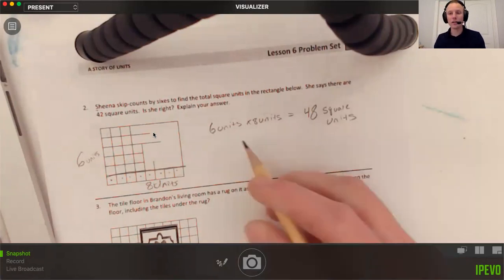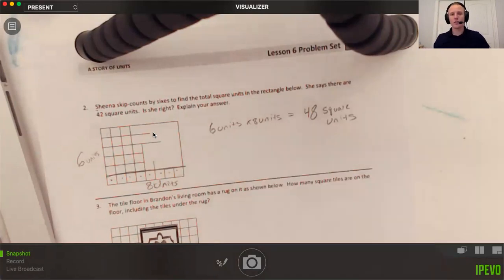So I would say she's incorrect because the side lengths are 6 and 8, and 6 times 8 is 48 square units in this case, where she said 42. So she had to be a little bit more careful when she filled this in.